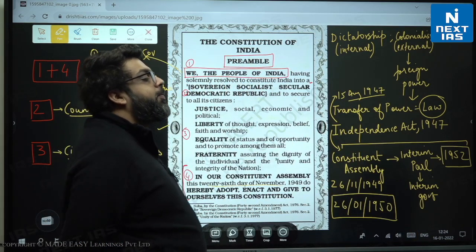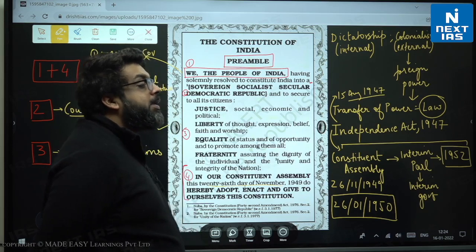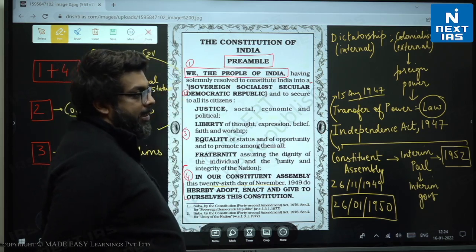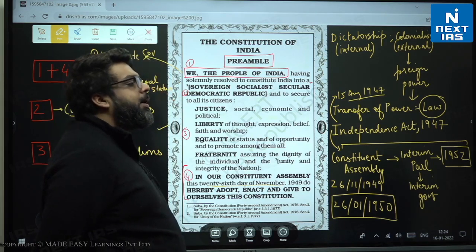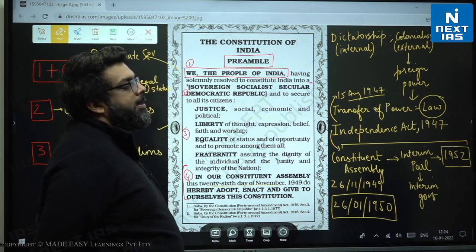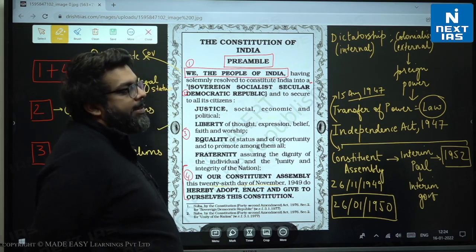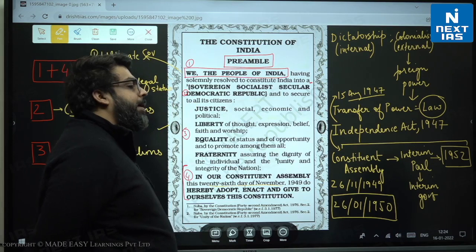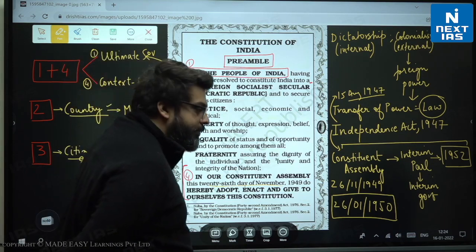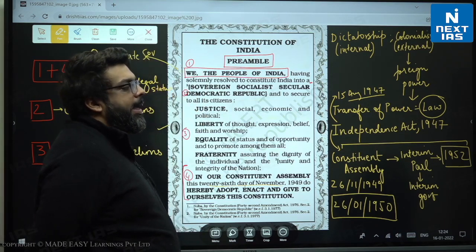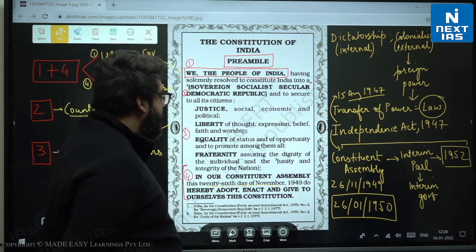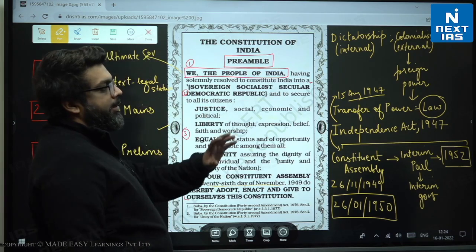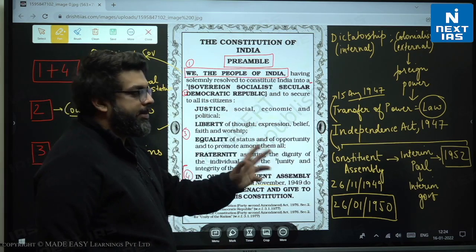It has nothing to do with the original definition of republic, which means that the head of the state is an elected one and not a hereditary one. We understand that, but it is basically to celebrate that from the 26th of January 1950, the constitution in its entirety would be applicable to the country. Okay, understood this? And that is the basic explanation, the historical context. Okay, now that's the basic timeline, that's the basic need.